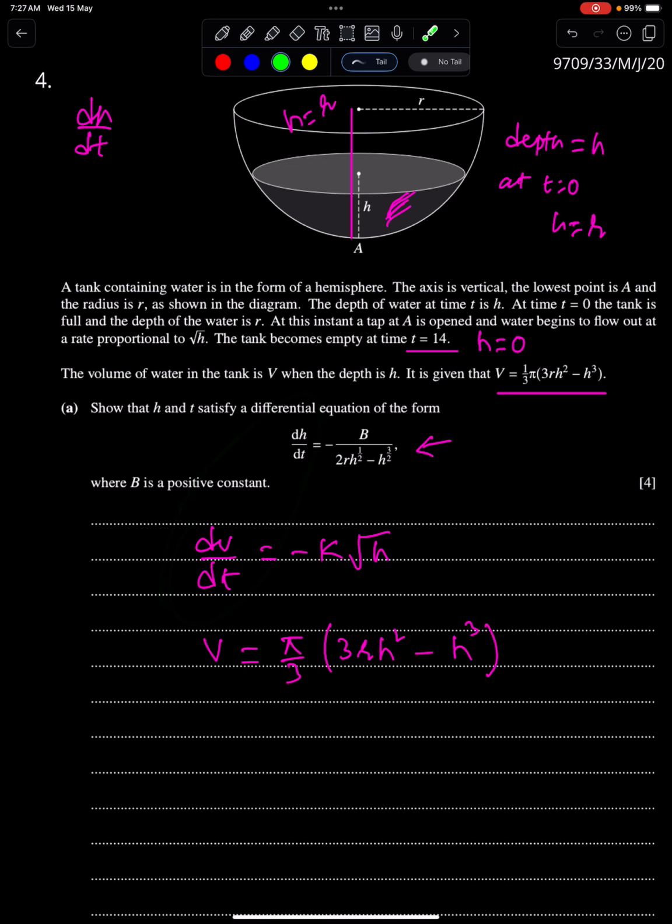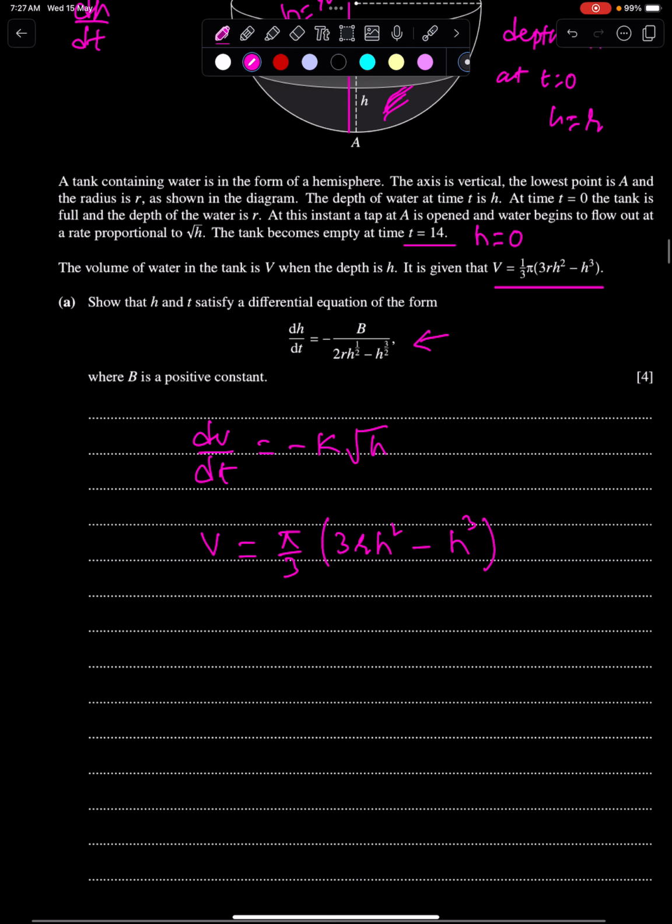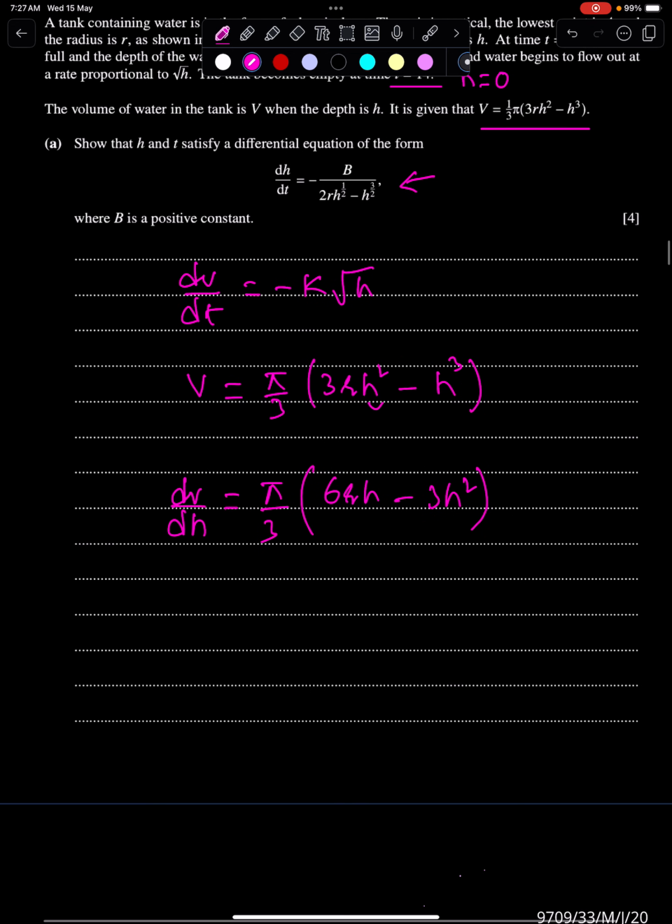When we have two rates, then we always use chain rule. So first we need to differentiate v with respect to h, dv upon dh. So pi by 3, when we differentiate h square, we'll get 2h, so it will be 6rh, and this is 3h square. Now use the chain rule. dv upon dt, dv upon dh, and dh upon dt.